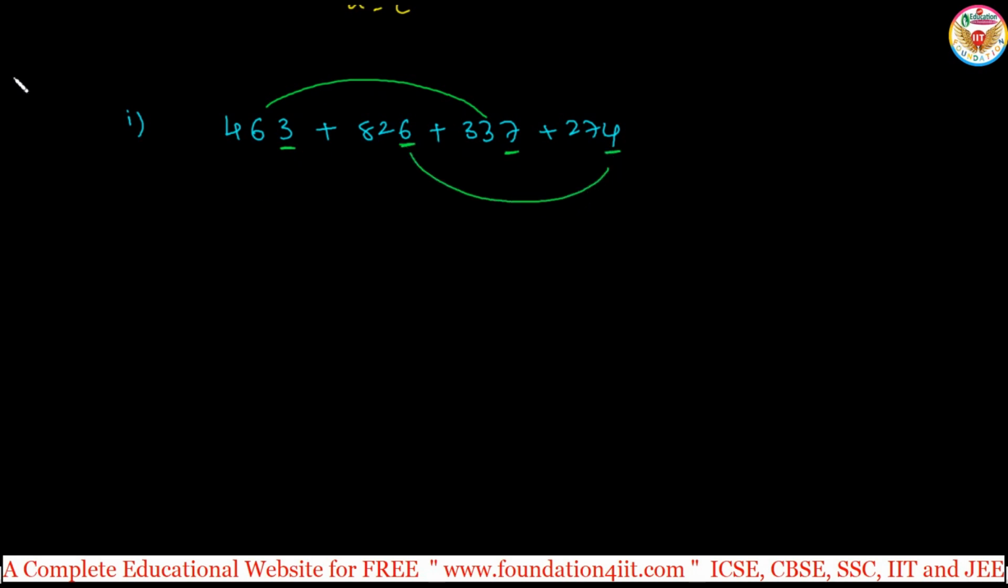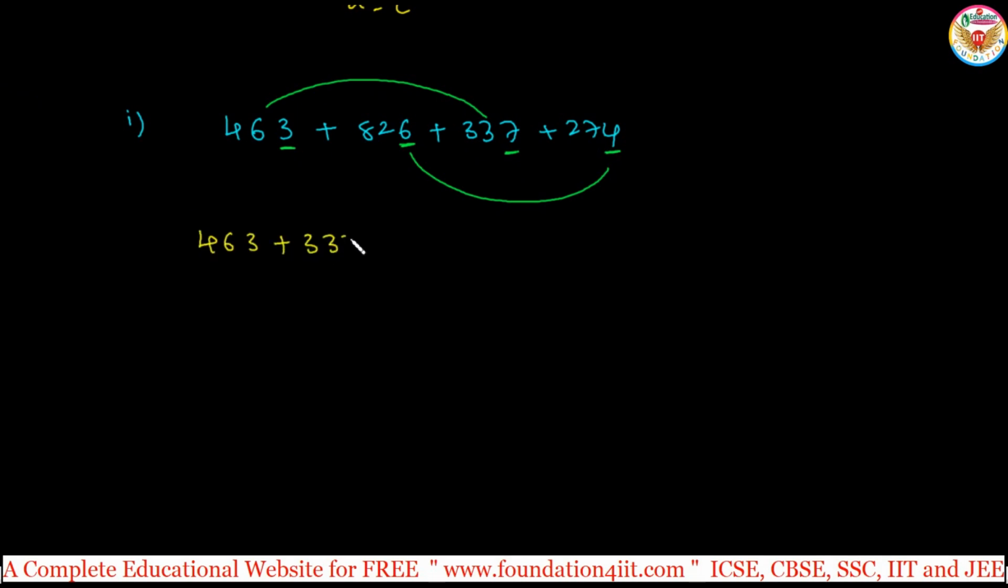And when you come to some problems based on addition, the question is: by rearranging the given numbers, evaluate. For example, 463 plus 826 plus 337 plus 274. Rearranging means 3 is in the units place. What number, if you add to 3, gives 0 in the units place? That is 7. So these two you can take together, and 6 and 4 make 10. These two numbers we take together; that's called rearranging.